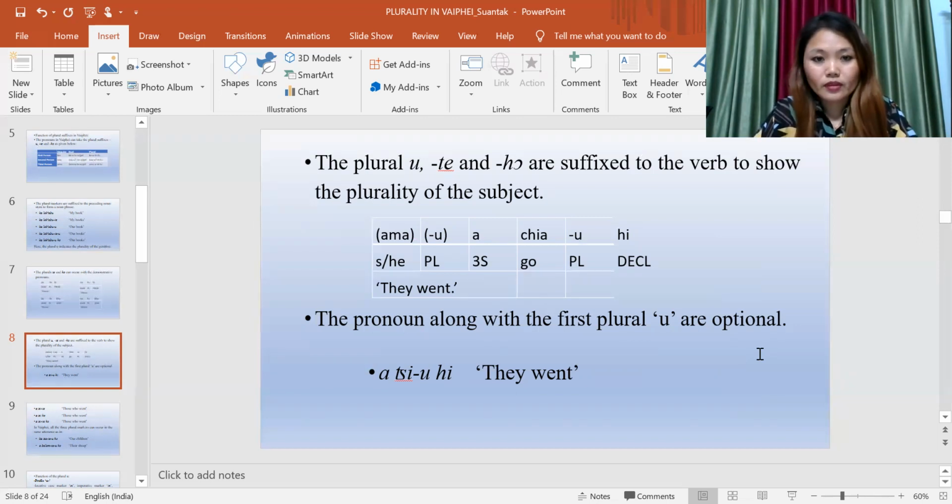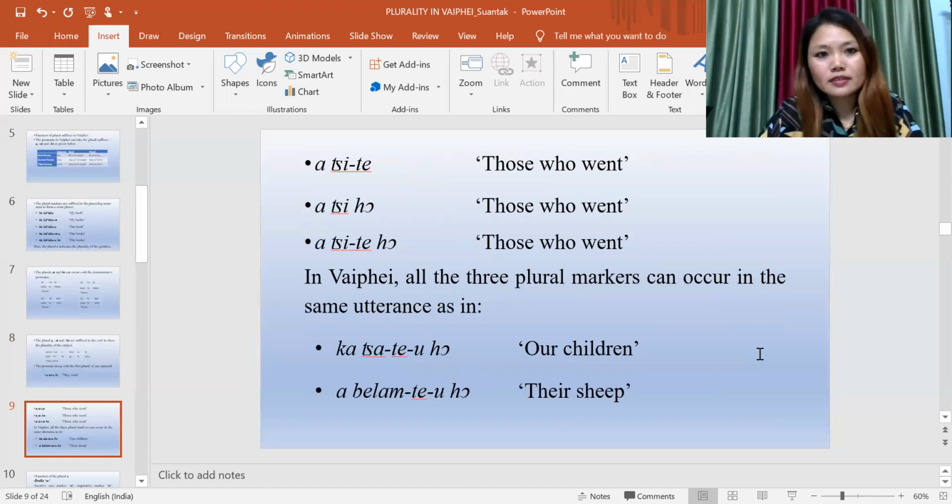That is, when the prodrop occurs along with the dropping of the first plural, the remaining sentence, achiuhi, still makes a perfect sentence in the Vipe language, as can be seen in the example. Achiuhi means they went. And then here in this example, achite, those who went, achiho, those who went, and then these two plural suffixes, te and ho, can occur together, achite ho, those who went.